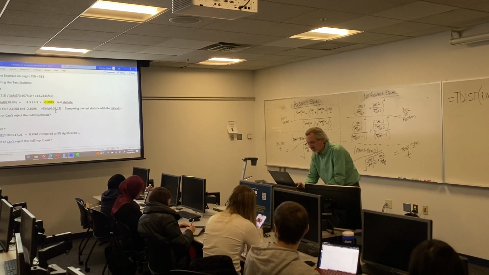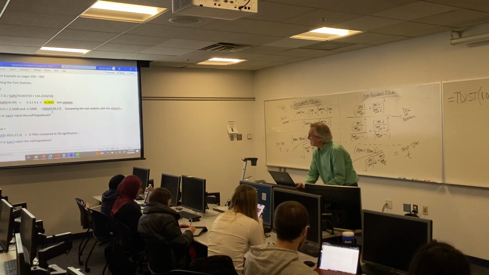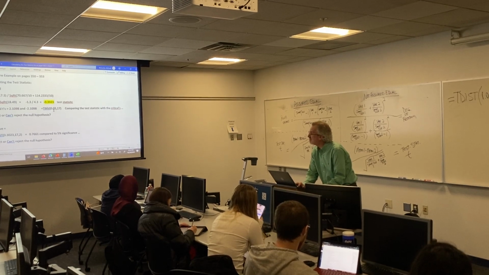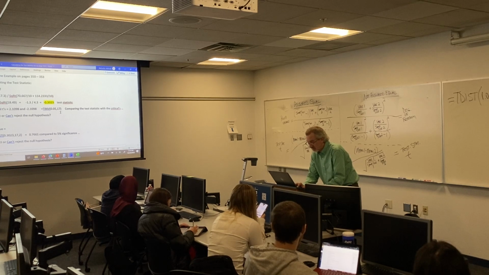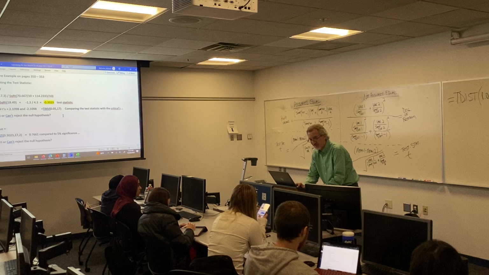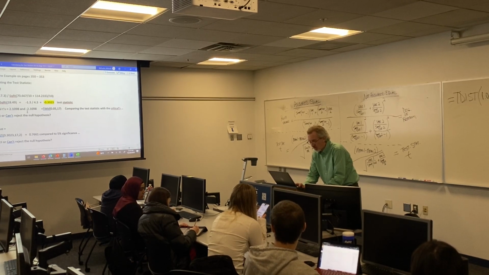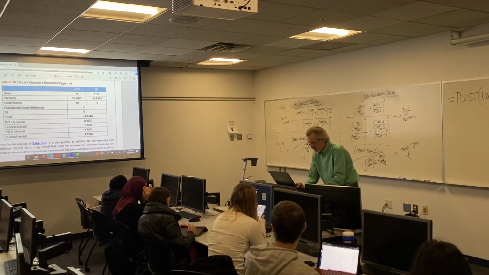To find the critical T, it's equals TINV, 5% if it's two-tail, 17 degrees of freedom. If I did the whole degree of freedom formula, I would have got 17, but actually I got that off of that printout. And I get 2.1098, positive or negative. Now let's look at the two-tail on the printout. There it is, two-tail, 2.1098, right there.